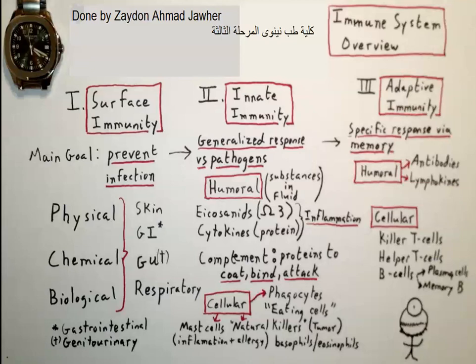Now, the cellular barriers, which are the macrophage, the natural killer cell, and the eosinophil. I'll make a whole video later.